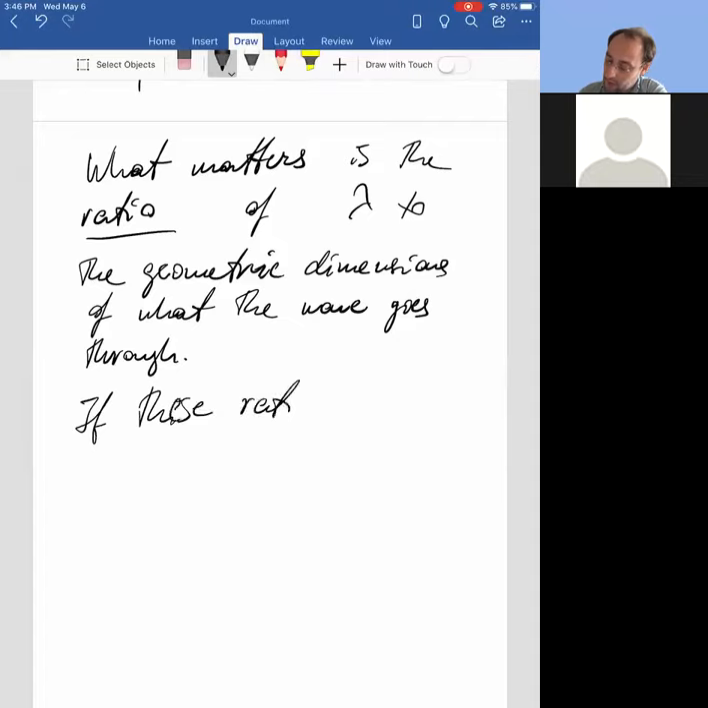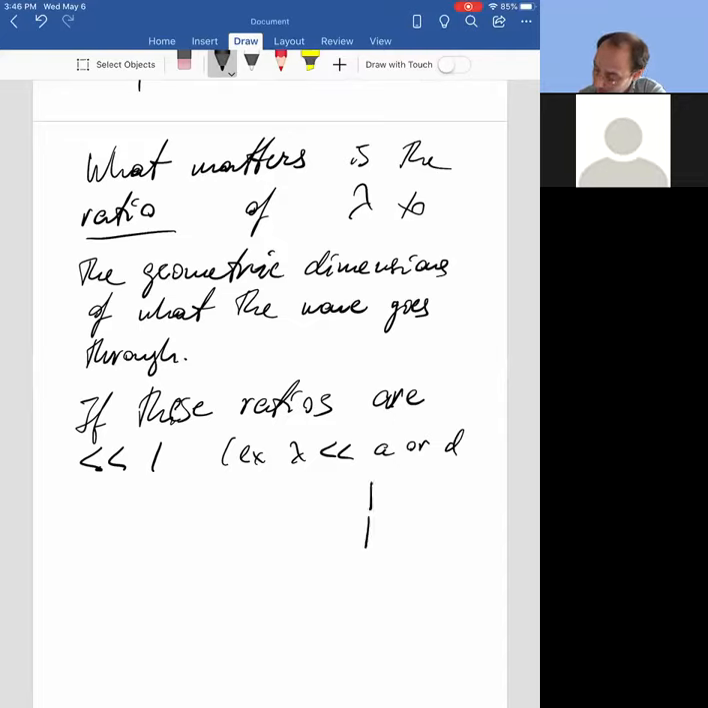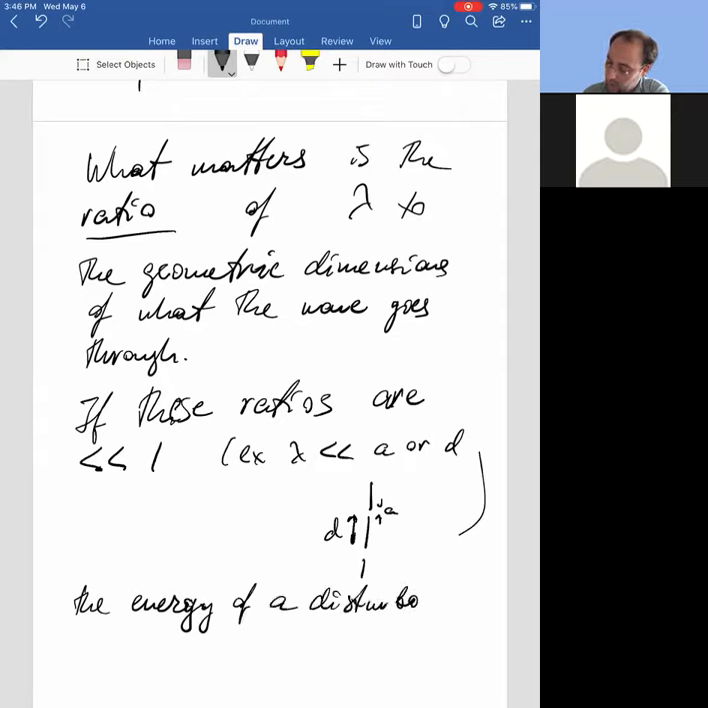These ratios are much, much less than 1, i.e. the wavelength is much smaller than A or D in a double slit. So this is D and this is A. Okay, the energy of a disturbance spreads in a ray-like manner.